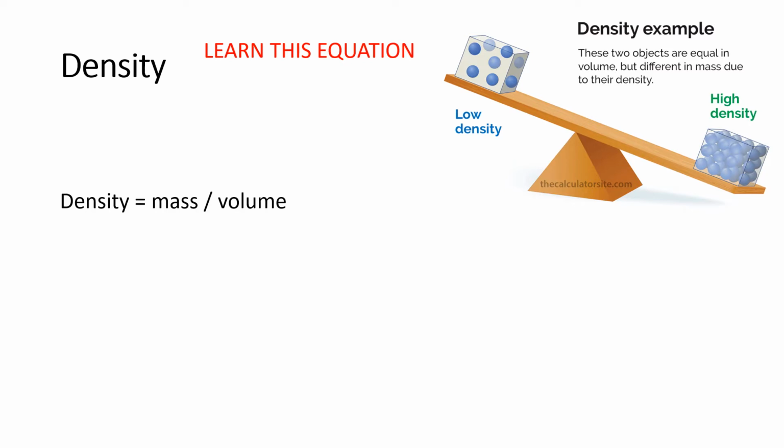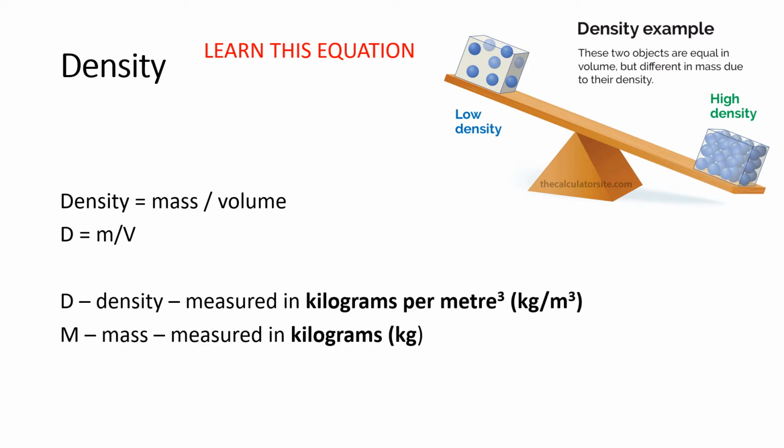Density is equal to mass divided by volume. Density is measured in kilograms per meter cubed, mass is measured in kilograms, and volume is measured in meters cubed.